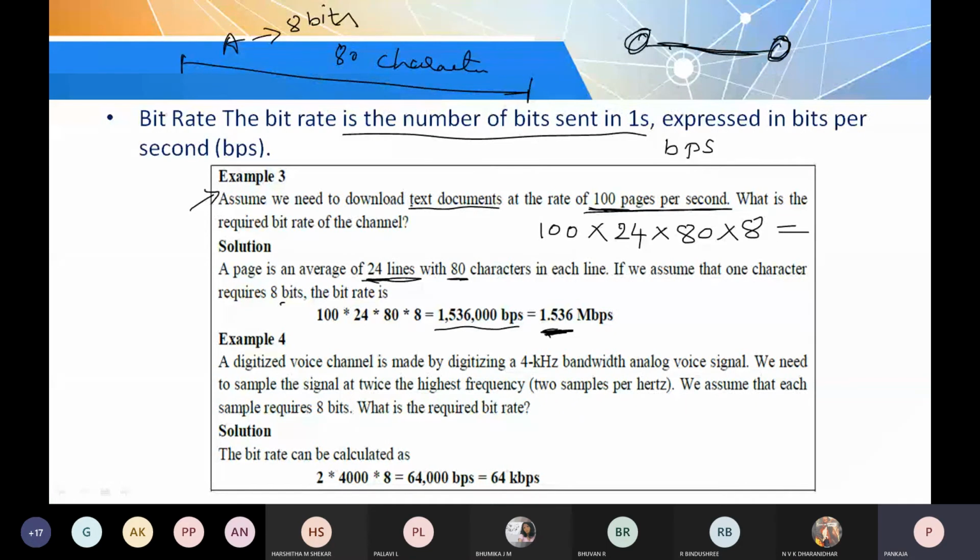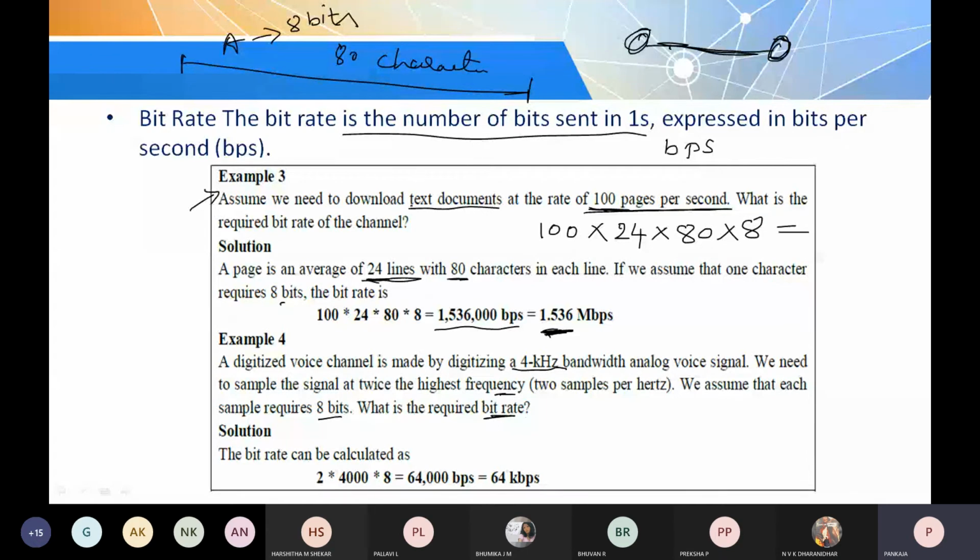So another example. A digitized voice channel is made by digitizing a 4 kilohertz bandwidth analog voice signal. Here the bandwidth is 4 kilohertz. We need to sample the signal at twice the highest frequency. We assume that each sample requires 8 bits. So what is the required bit rate?